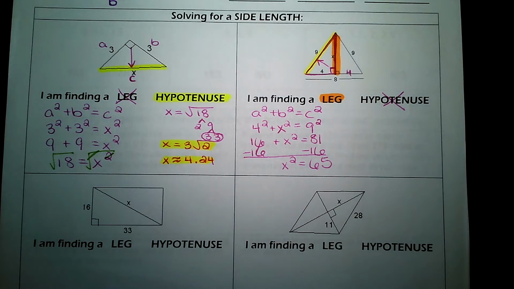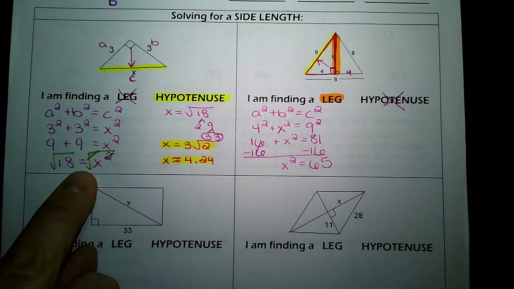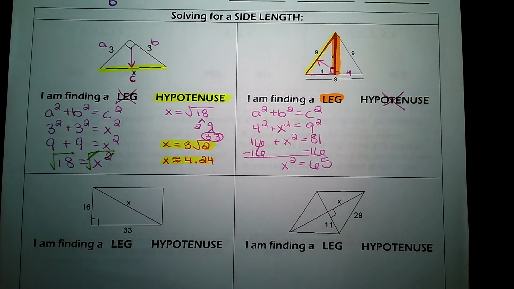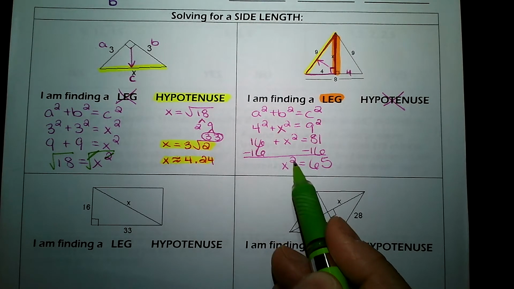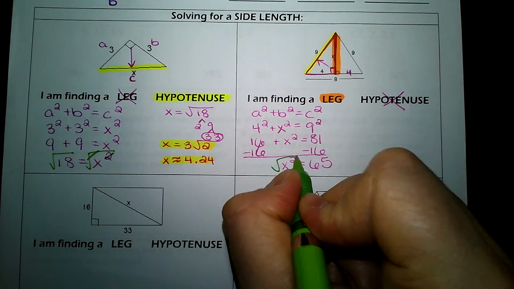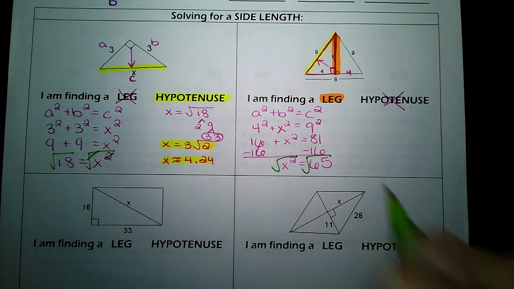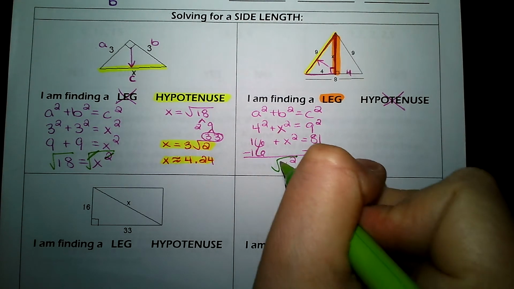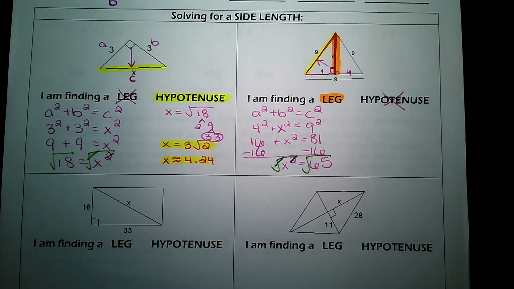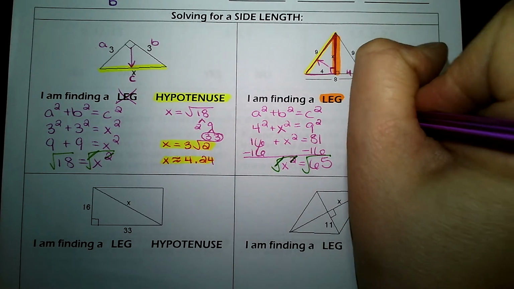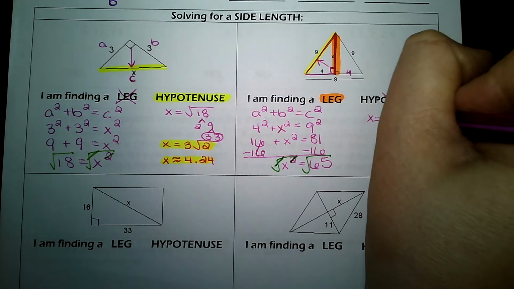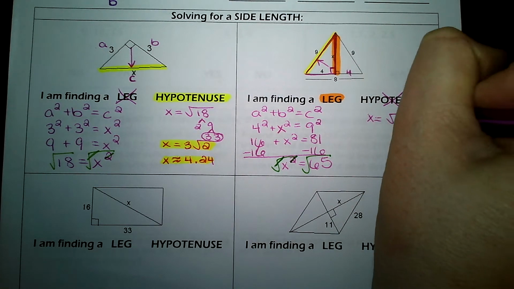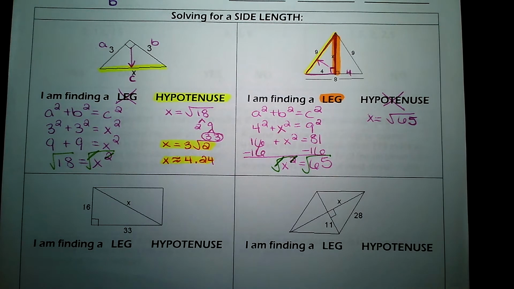And now I'm right to where I was at the end of my first example here. I need to remove a square. The inverse of a square is called a square root. A square and a square root will eliminate each other. Okay, so x is going to be equal to whatever the square root of 65 is. Now, we're going to get our answer both ways. We're going to try a simplified radical. We're also going to get a decimal.